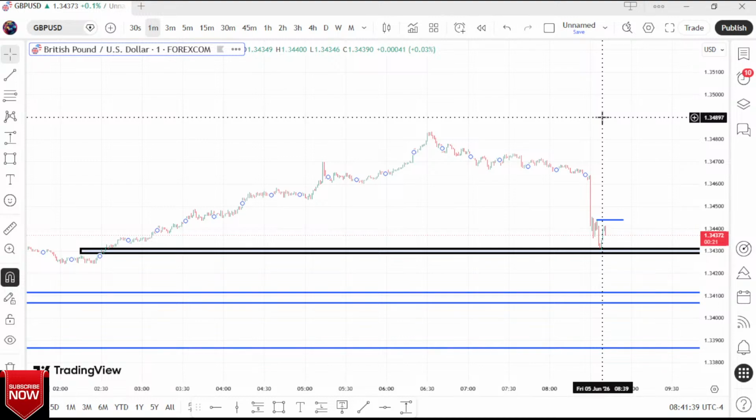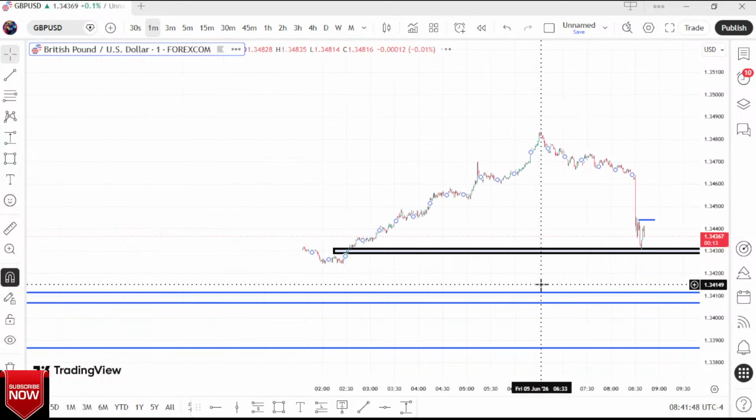But another thing is price swept that daily swing high. So we might actually be done with our entry today. But let's watch it.